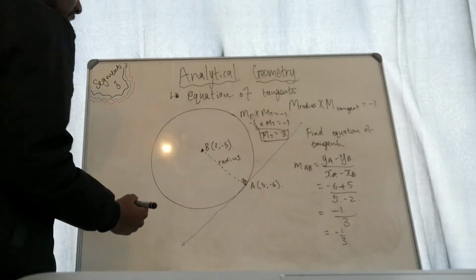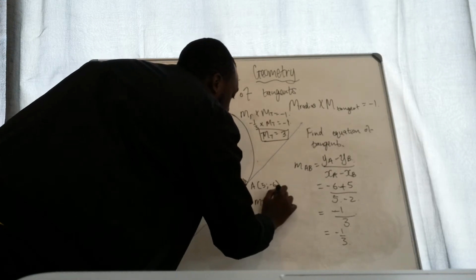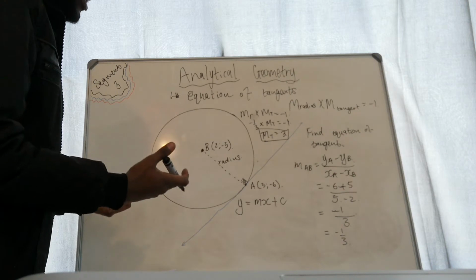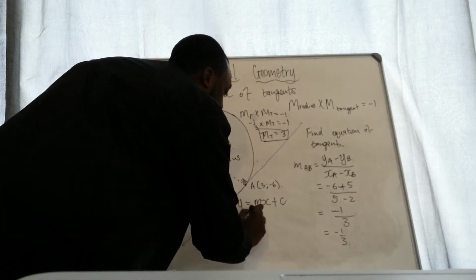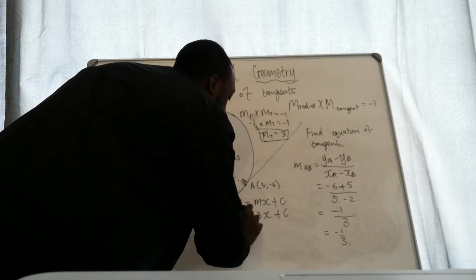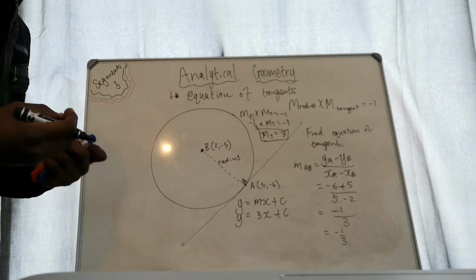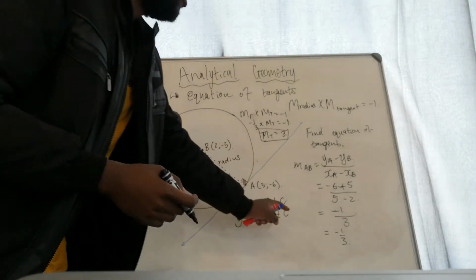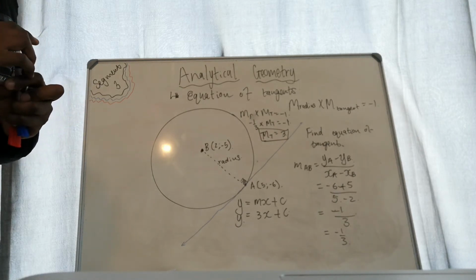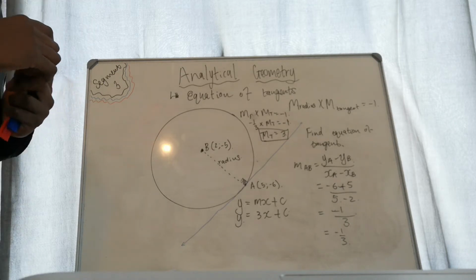What do I do with the gradient? I use this formula right here. Y is equal to mx plus c. The great formula of a straight line. I had my gradient, which is 3. Substituted my gradient. What point do I substitute to find the value of c? Think through that yourself. What point do I substitute to find c?